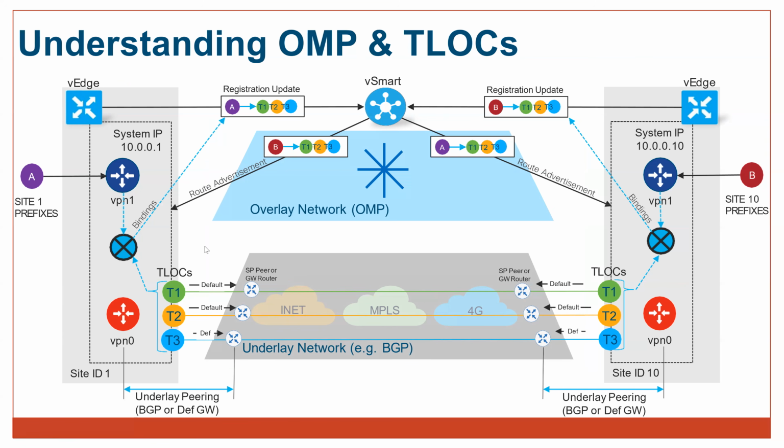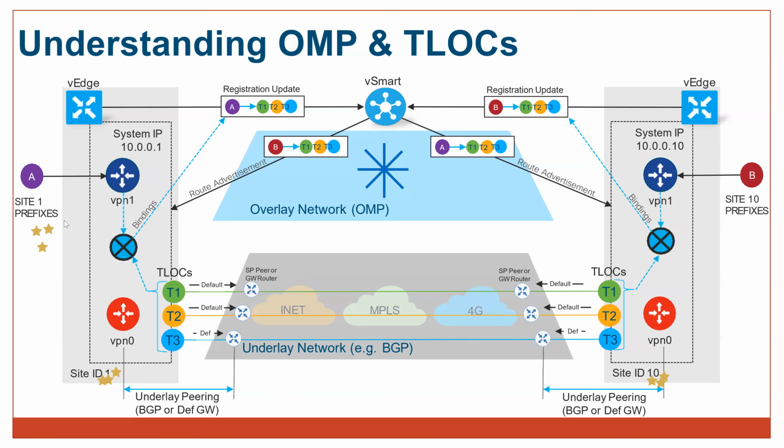Okay, now what is our goal? Our goal here is this: site 1 prefix, suppose A is one of the prefixes at site 1, wants to reach the other site. Suppose this is site ID 1 and this is site ID 10. You can see at the bottom, site ID 1 and site ID 10. So two different sites having two different prefixes, two different branches, they want to exchange their prefixes, right? So how will this prefix exchange come into the picture?